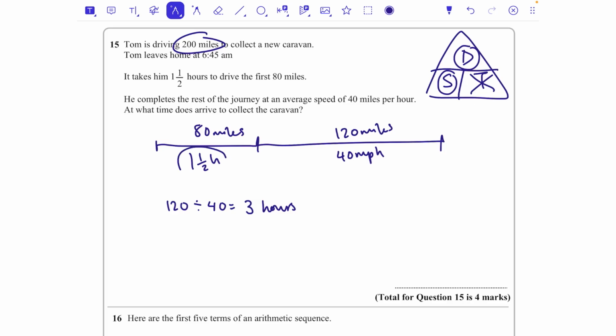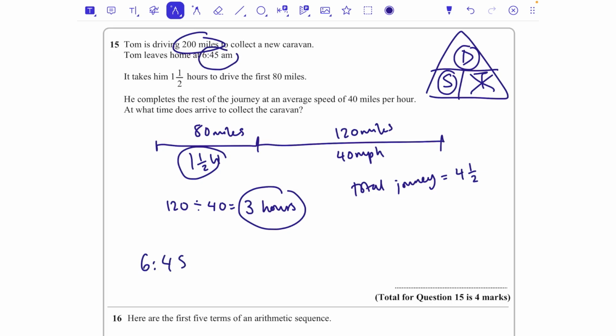So we've got an hour and a half here and 3 hours here. So his total journey took 4.5 hours if we add those together. Now he left home at 6:45 a.m. So if I start at 6:45 and I add the 4 hours first, that's going to get me to 10:45 a.m. And then I've just got to go another half hour.